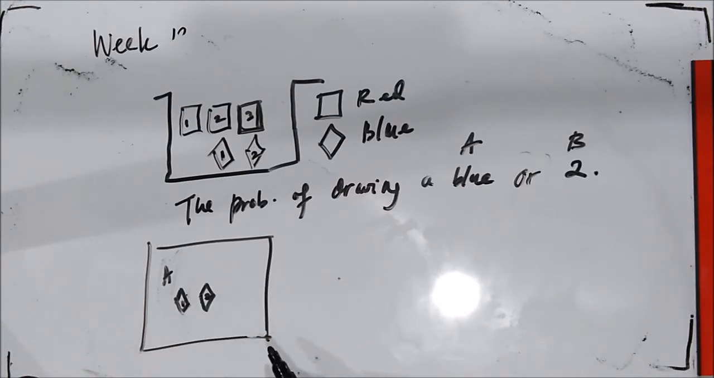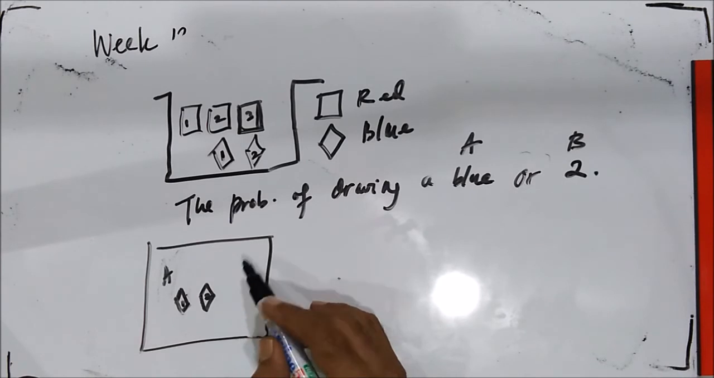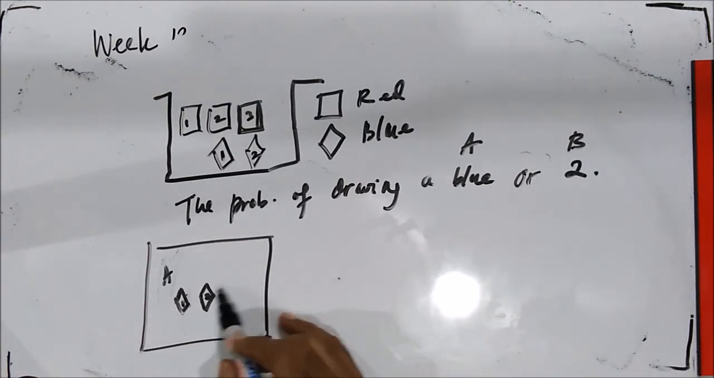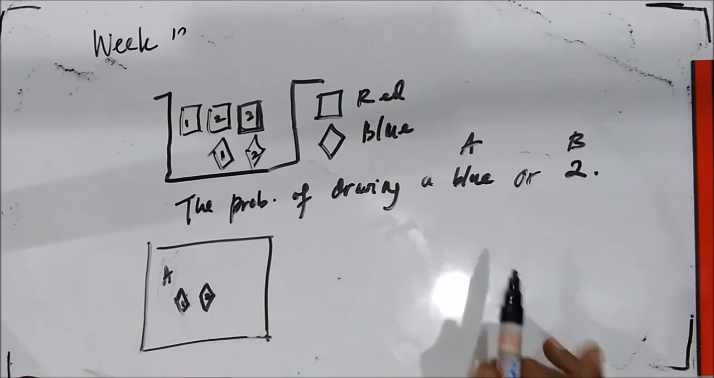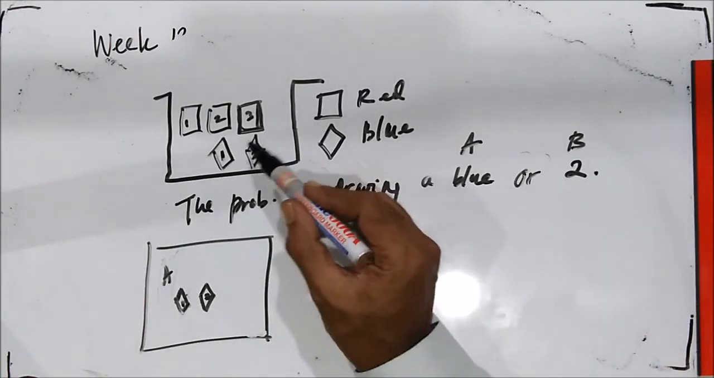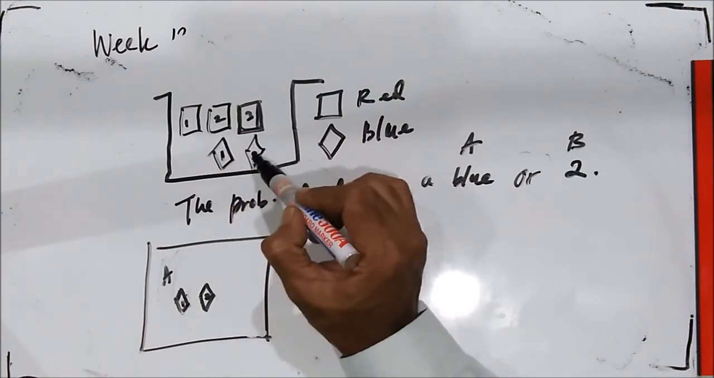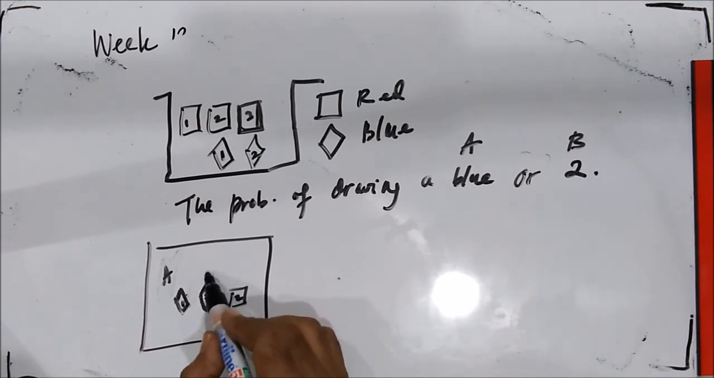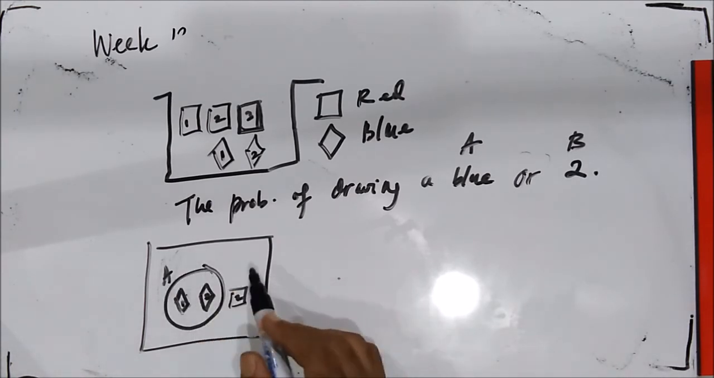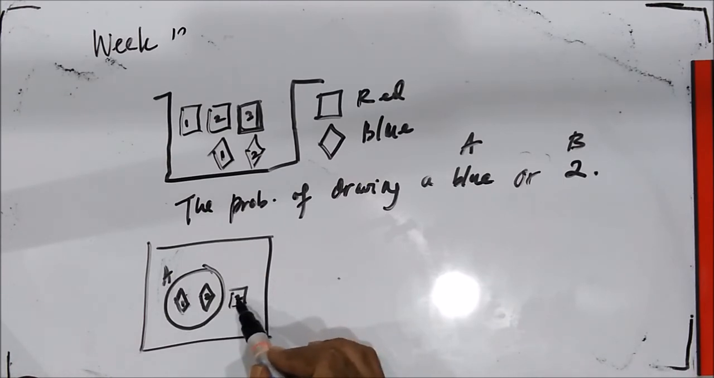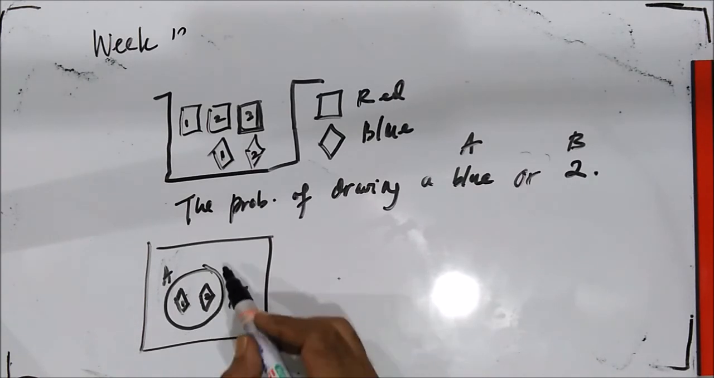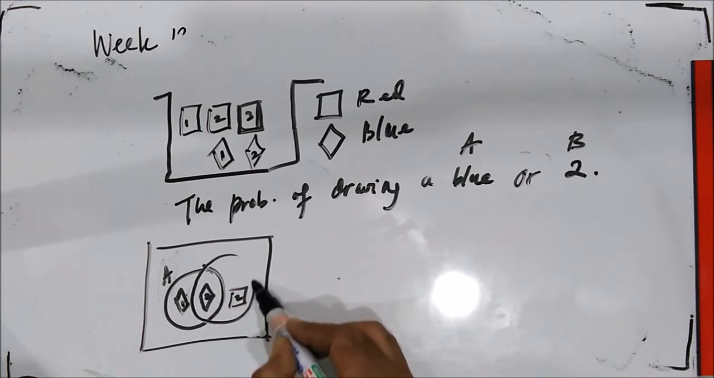The other blue is the red blue. B is number 2. We have two twos: 2 is a red color and 2 is a blue color. So there is an intersection between A and B, one 2 for the red color and one 2 for the blue color. So this is B.